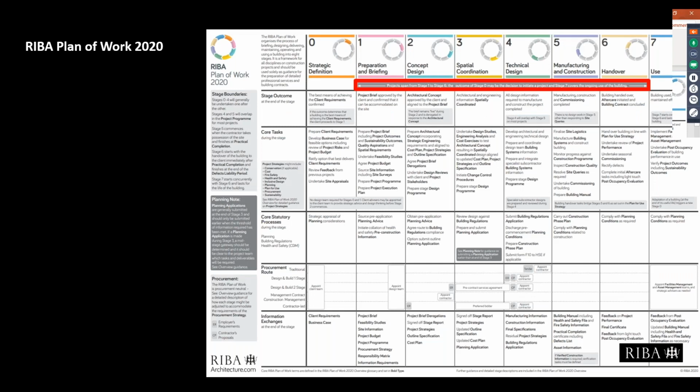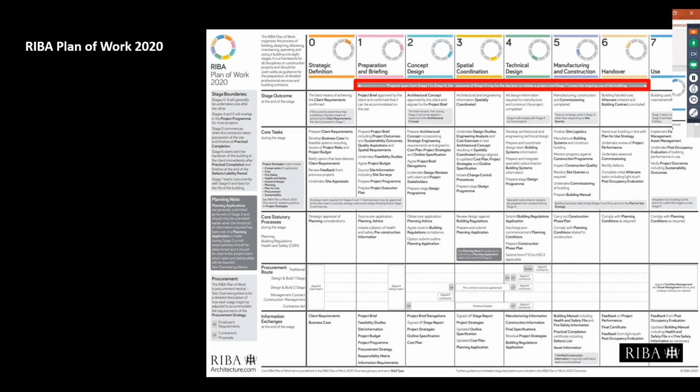Now, the first bar is at the top of the Plan of Work. You'll see that there's a piece of text that runs from stage 1 to stage 6. The first trend that we've seen is design teams being commissioned from stage 0 to stage 7. That is not really how the Plan of Work is intended to be used. For most projects, we see the project team being commissioned from stage 1 to stage 6, and probably the design team from stage 2 to stage 6. And again, I'll come back to that point in a second.